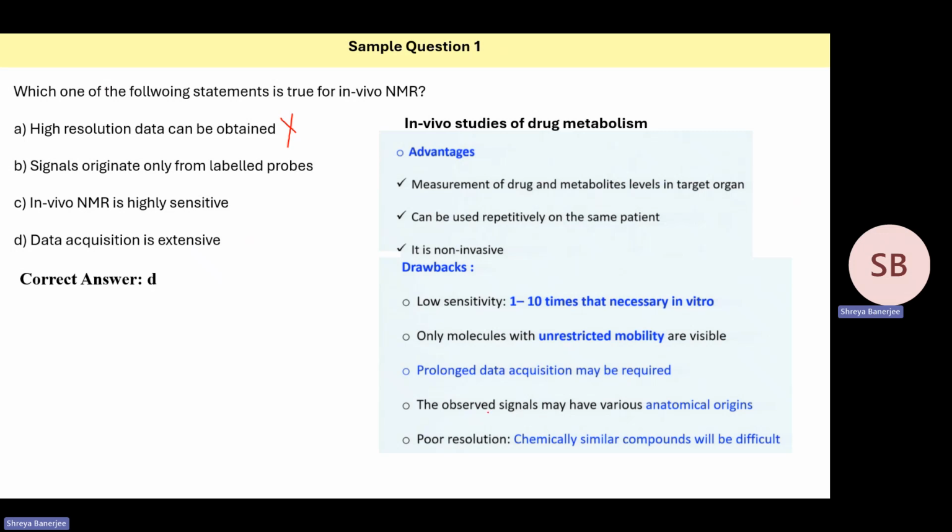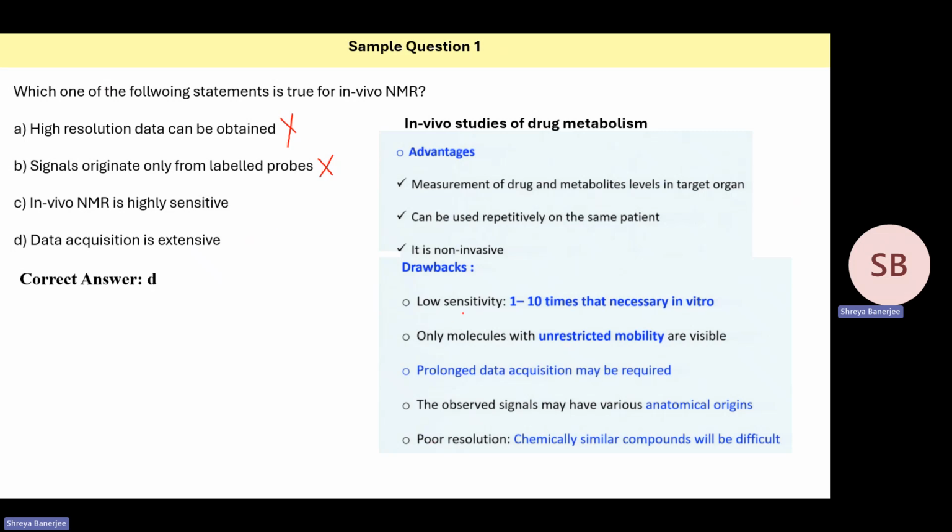Then we have that the observed signals may have various anatomical origins. That means, suppose we are looking at 1H NMR. The 1H NMR can be part of the drug, but it can also be part of, say, your blood. Blood has 70% water, so the 1H NMR signal can come from the blood. It can come from any of the protein, lipid, carbohydrate, any organic molecule in the body. So "signals originate only from labeled probes" is wrong. It can also originate from anything inside your body.